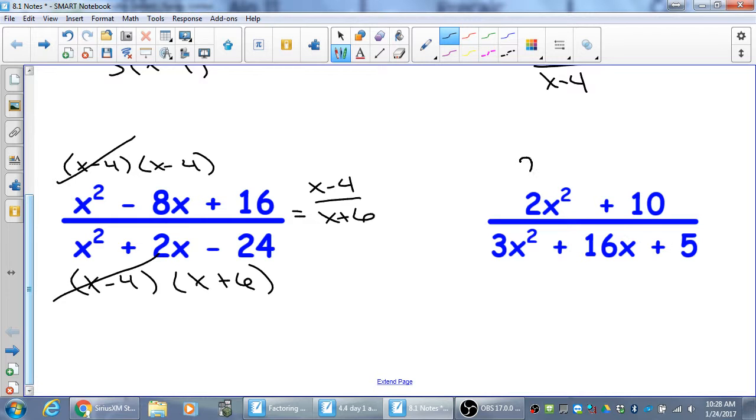Over here, the only thing I see is factor out a 2. x squared plus 5 doesn't factor. x squared minus 5 wouldn't factor either. So we're done with that one. 3x and x. And somehow I need a 16. Well, 3 times 5 is 15. So I'll put the 5 over there. I'll put a 1 there.